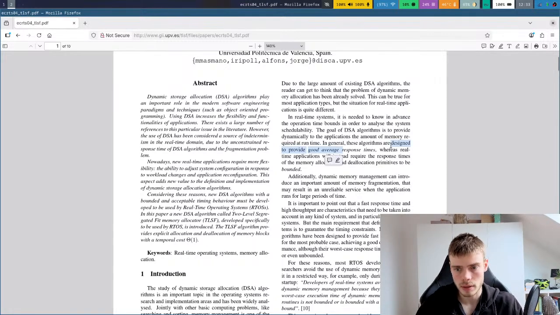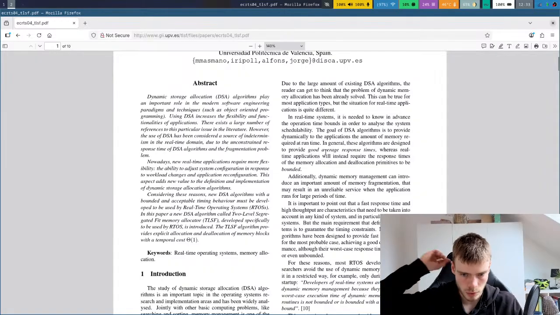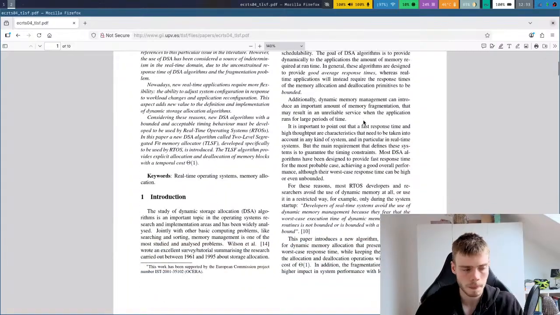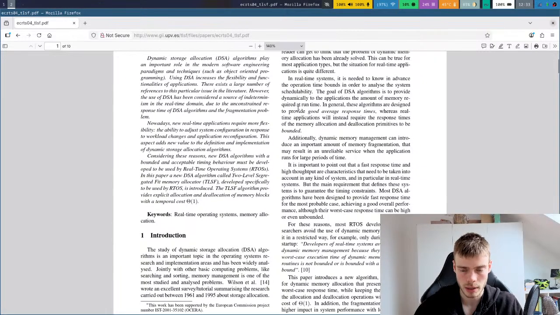In general, these algorithms are designed to provide good average response times, whereas real-time applications will instead require the response times of the memory allocation and deallocation to be bounded. Of course, if an allocation takes too long in a real-time system, well, that's a problem because then your operation may not run and the whole machine has to stop and stuff like that.